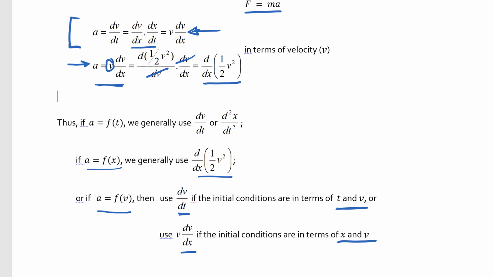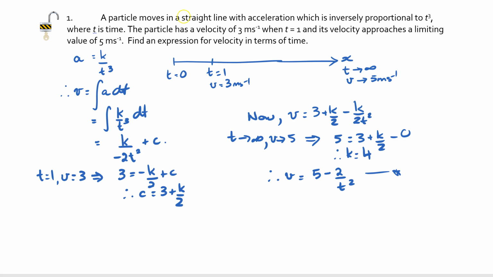So let's have a look at some examples. So we have a particle moving in a straight line, with an acceleration which is inversely proportional to t cubed. So that gives us this, that a equals k on t cubed. The particle has a velocity of 3 meters per second when t equals 1, and its velocity approaches a limiting value of 5 meters per second.